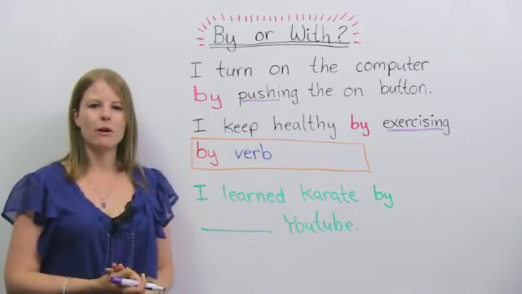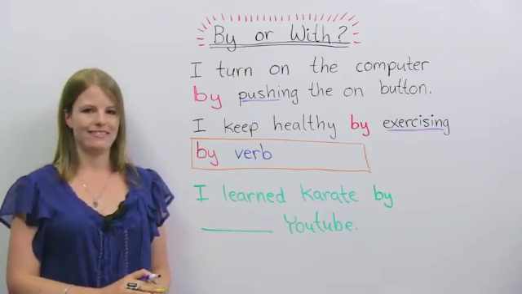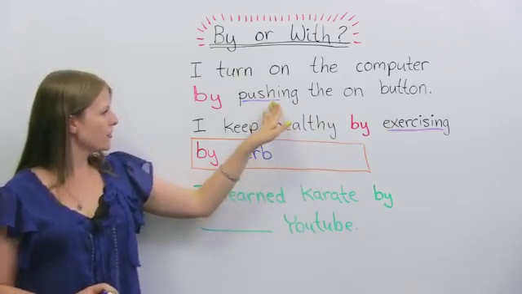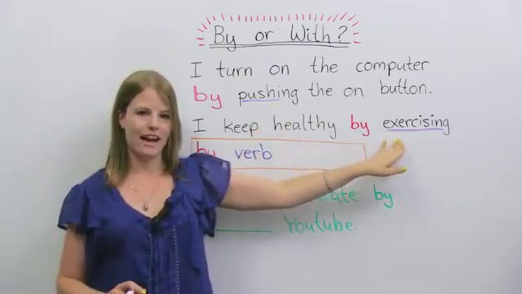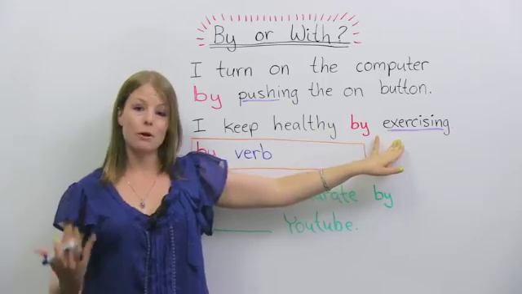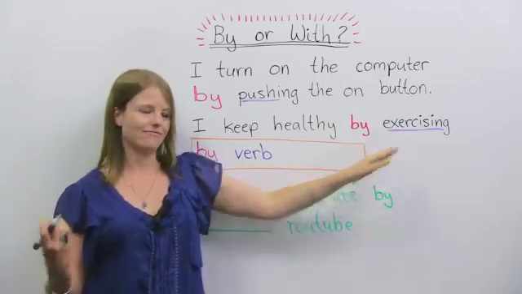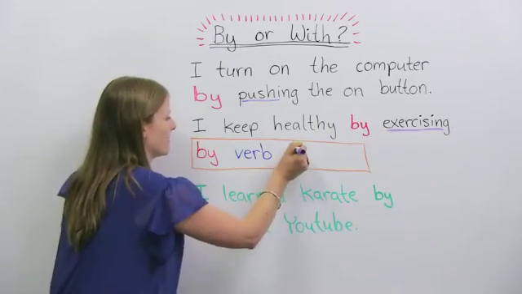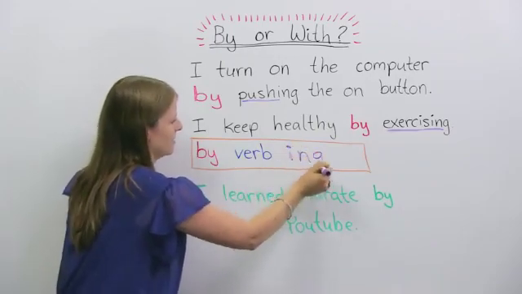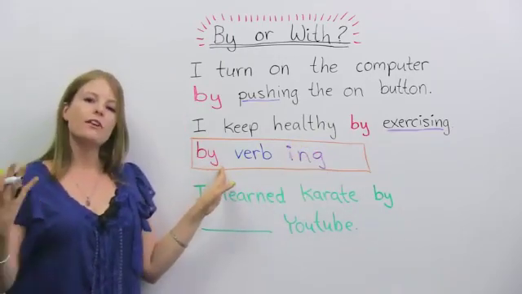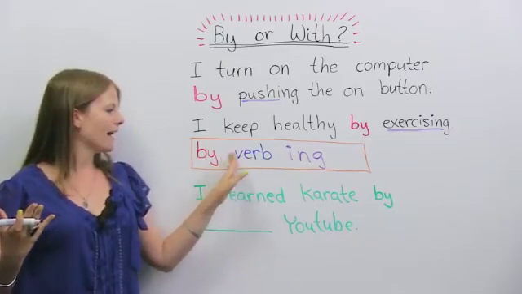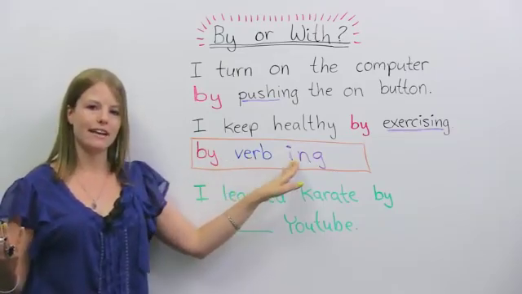If you look at the verb, what form is the verb in? Well, take a moment. What do pushing and exercising have in common? They both end in ing. So I'm going to write here ing. Okay, so we use by. After by comes a verb, and then comes ing.